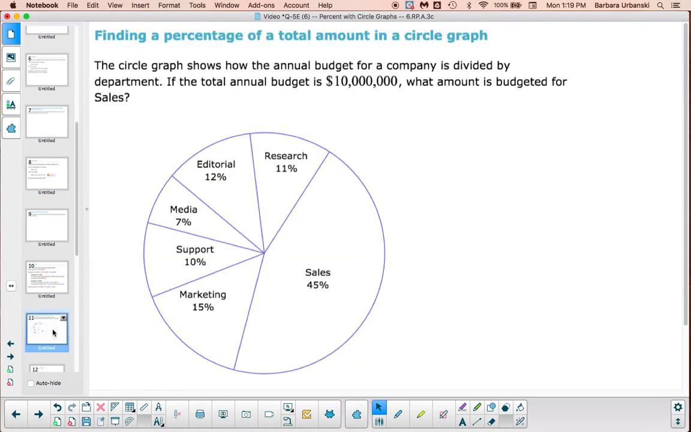Next problem. This looks like it's going to be hard, but it really isn't. They're showing you a circle graph, and it shows how the annual budget for a company is divided by department. They're saying if the total amount budgeted is $10 million, what amount is budgeted for sales? Well, that means that this whole circle graph represents the whole budget, which would be the $10 million. Now, if you're looking at the amount budgeted for sales, you can see sales is 45% of the total.